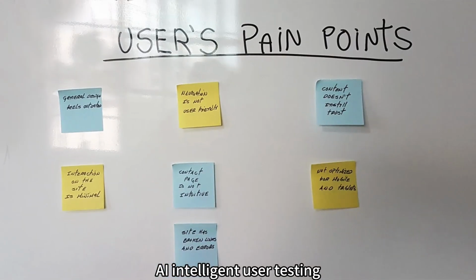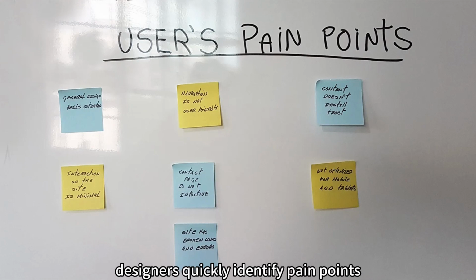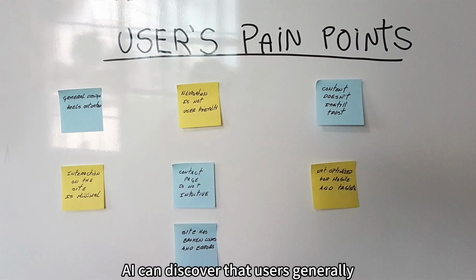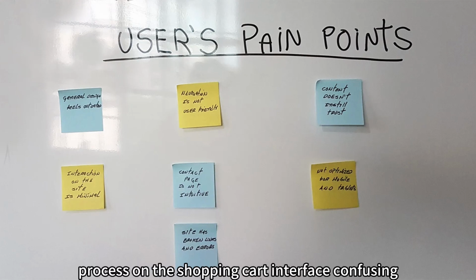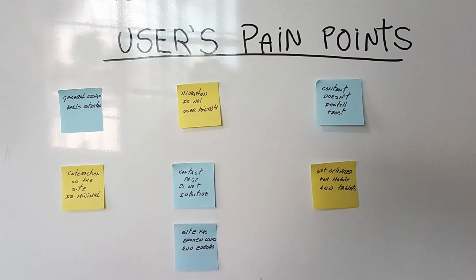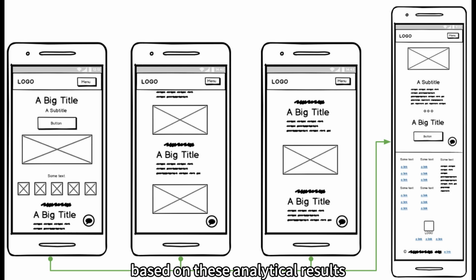AI Intelligent User Testing and Feedback technology can help designers quickly identify pain points, needs, and preferences of users. For example, by analyzing user feedback data, AI can discover that users generally find the checkout process on the shopping cart interface confusing or provide suggestions for improving the usability of a specific feature. Based on these analytical results, designers can make corresponding UX design optimizations.